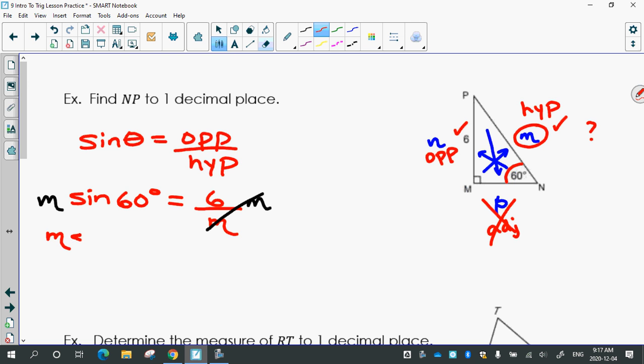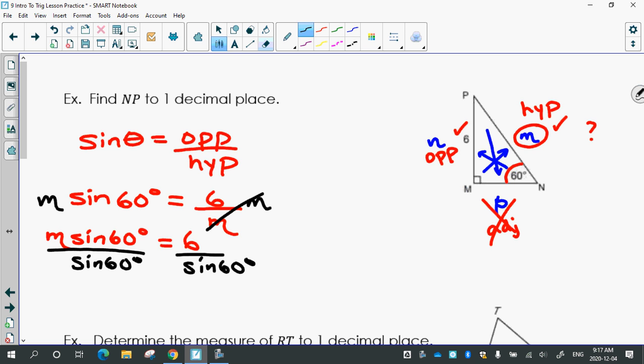So I get m sine 60 equals 6. Then I have to undo multiply by sine 60 by dividing by sine 60. Divided by sine 60. So to 1 decimal place, 6.9. 6.9, and there's no units, so just leave it, 6.9.